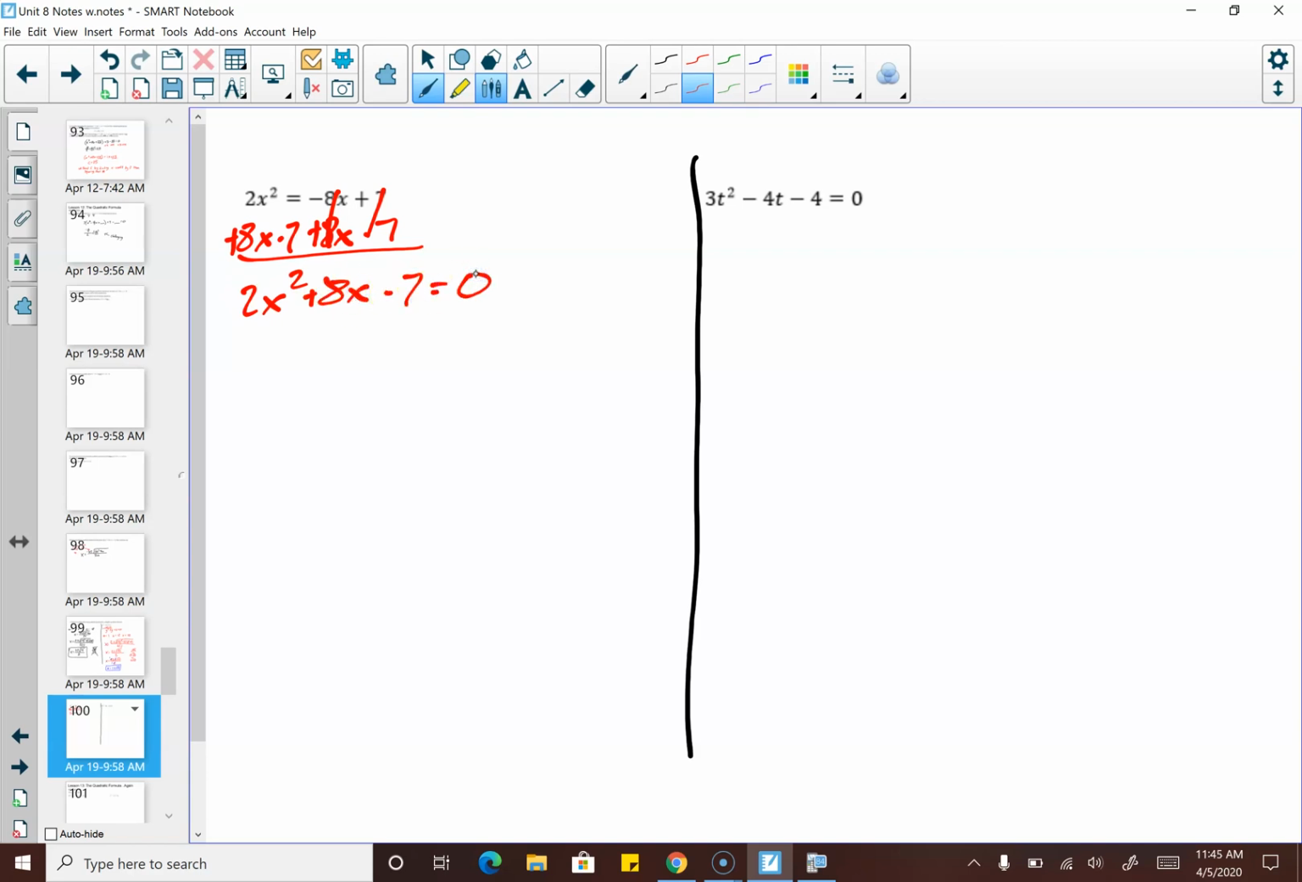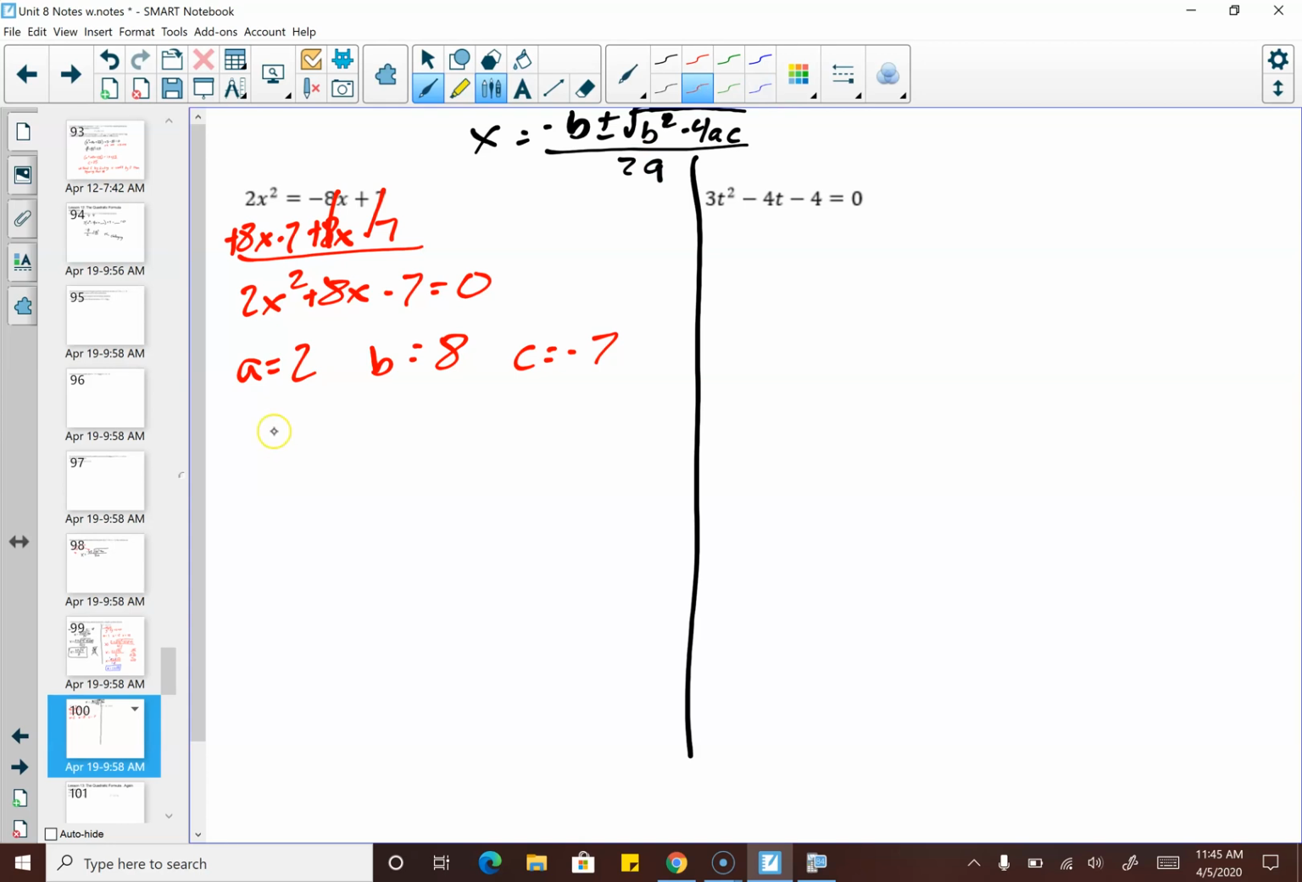So 2x squared plus 8x minus 7 equals 0. So a is 2, b is 8, c is negative 7. So I'll write my formula up here again so we can see it. x equals negative b plus or minus big square root b squared minus 4ac all over 2a. All right.